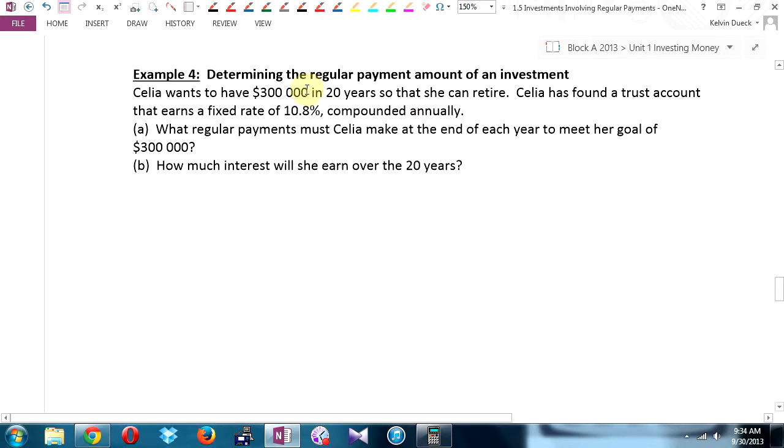Celia wants to have $300,000 in 20 years so that she can retire. And she's found a trust account that earns a fixed rate of 10.8% compounded annually. By the way, if you find something like that in today's economy, lock yourself into a 10.8% guaranteed return as long as you can and dump every spare bit of cash you have into that. Because in today's economy, 3% is pretty good. 10.8, you're like Donald Trump, okay? If she wants to retire in 20 years with $300,000, how much does she need to save at the end of each year?